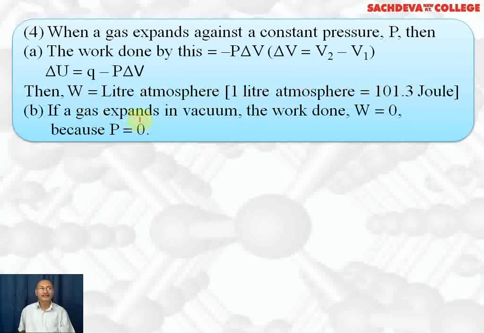Now, if the gas expands in vacuum, vacuum means external pressure is 0, then work done will be equal to 0. And this can also be called free expansion. Why free expansion? Because no pressure is acting on the system. And because it is vacuum, the free expansion of the gas will take place and work done will be 0.